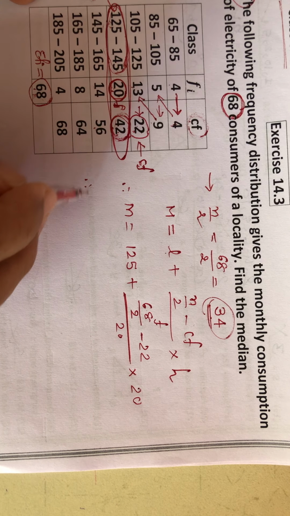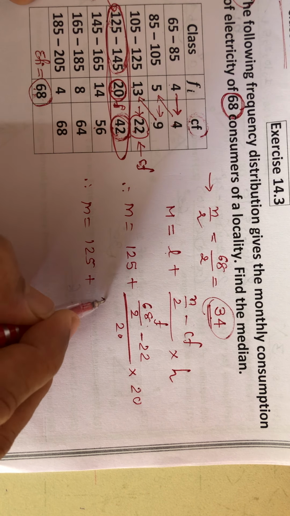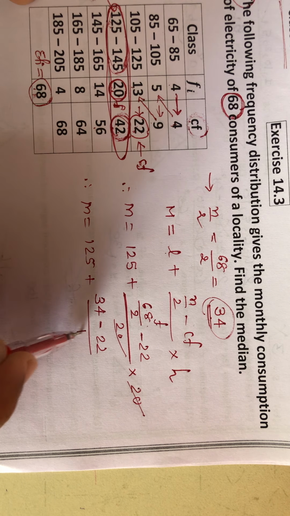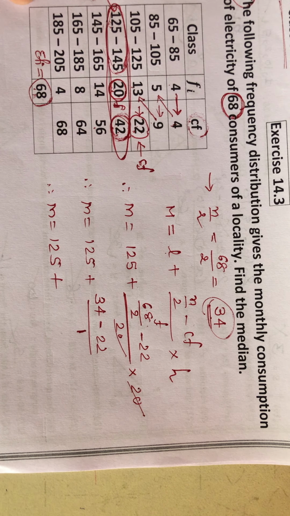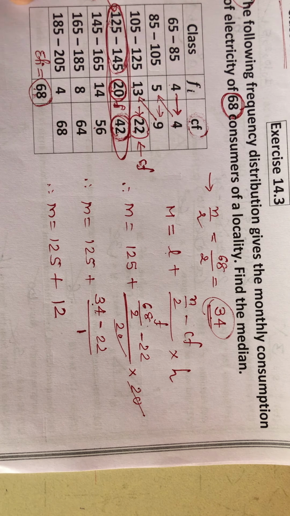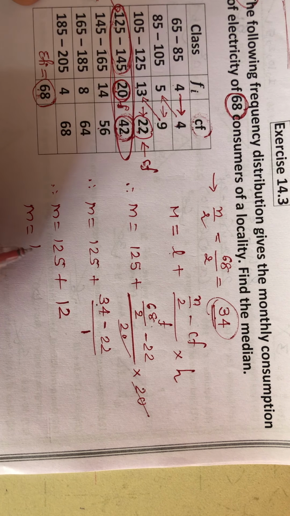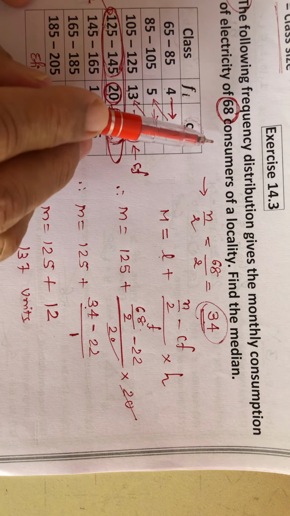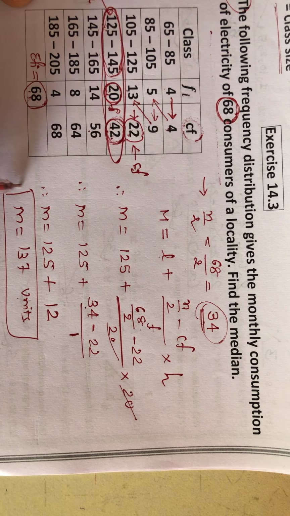Okay. So M is equal to 125 plus 68 upon 2, that you know, so 34 minus 22. Not need to write 1. Okay, don't worry. So M is equal to 125 plus 34 minus 22. Answer is 12. Okay, now add 125 plus 12. So answer is M is equal to 137 unit. Why is it unit? Because it is already given electricity consumption, and electricity consumption is always in a unit. So M is equal to 137 unit.